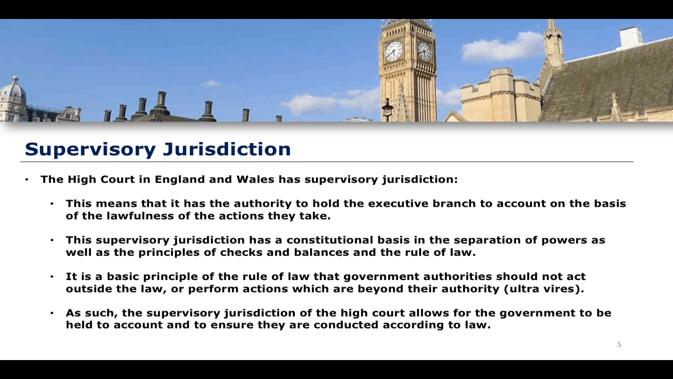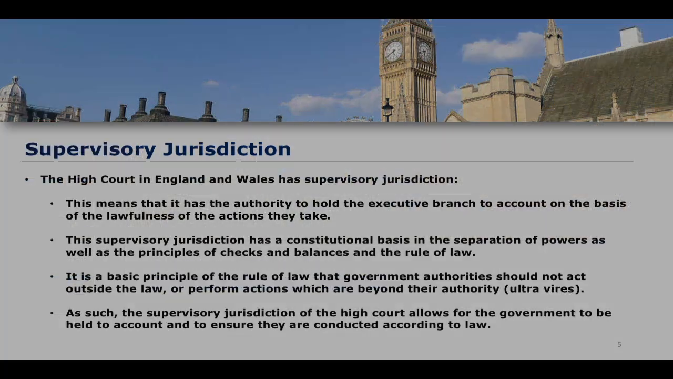And so what we see here is that the supervisory jurisdiction of the High Court allows for the government to be held to account and to therefore ensure that they are conducting their own conduct according to law, the law for which they have the authority to be able to conduct themselves in the way that they do.